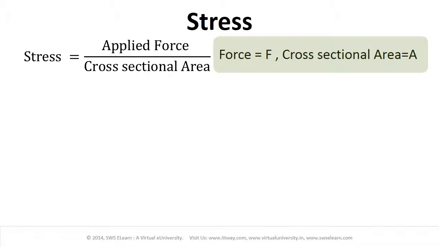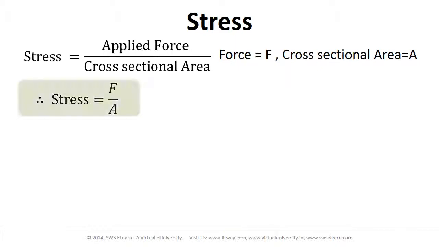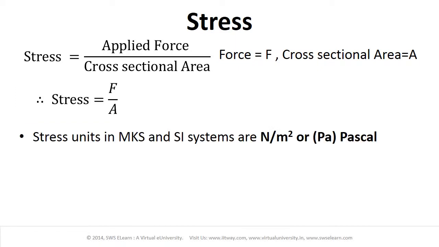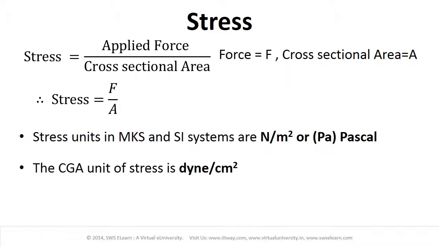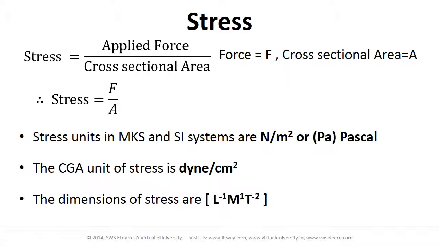By representing force as capital F and cross-sectional area as capital A, we write the equation for stress as stress equal to F upon A. The units of stress in MKS and SI systems are Newton per meter square or Pascal. The CGS unit of stress is dyne per centimeter square. The dimensions of stress are L raised to minus 1, M raised to 1 and T raised to minus 2.